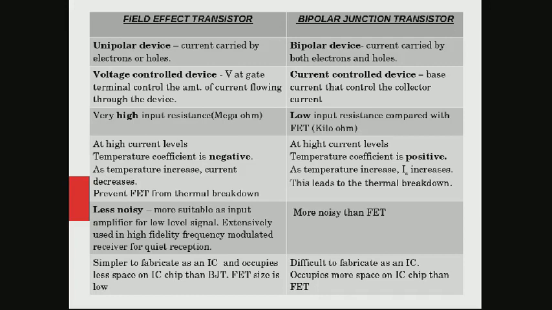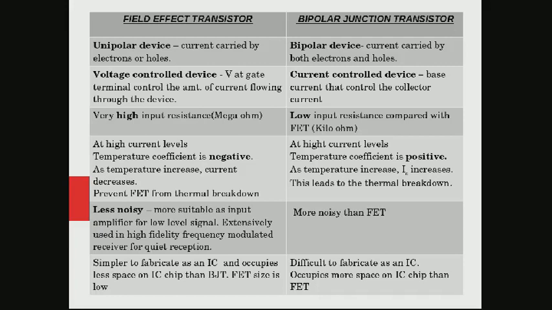But when it comes to BJT, it is found that the temperature coefficient is positive. That is, as temperature increases, the collector current, the output current, also increases. So this leads to the thermal breakdown of BJT, and BJT is often overheated. Or we may say that the thermal stability of BJT is not so good when compared to FET.